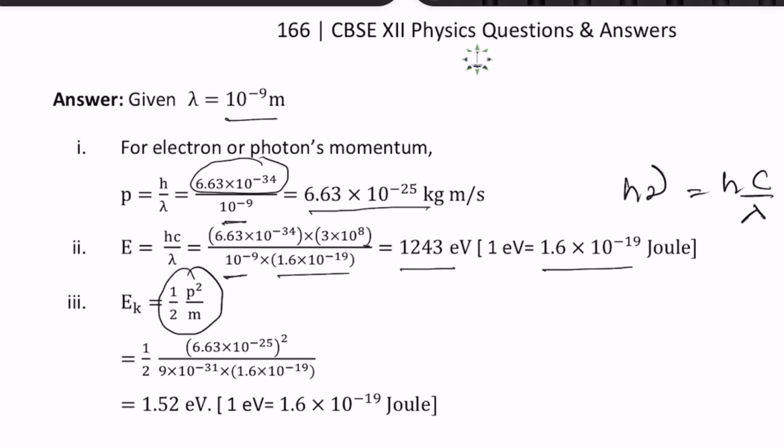m is the mass of the electron, which is 9.1 into 10 to the power minus 31 kg, and the charge of the electron is 1.6 into 10 to the power minus 19. So this is 1.52 electron volt, and 1 electron volt is 1.6 into 10 to the power minus 19 joule. Correct? Okay. Next question.